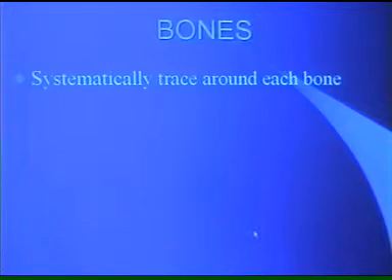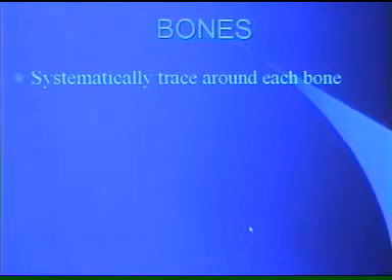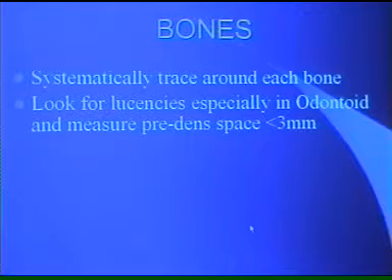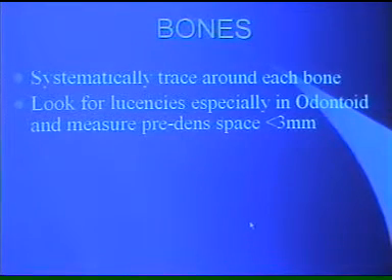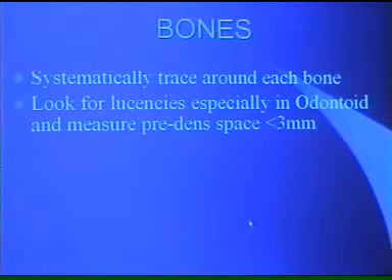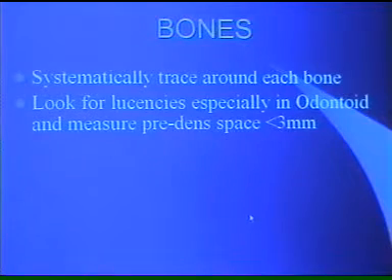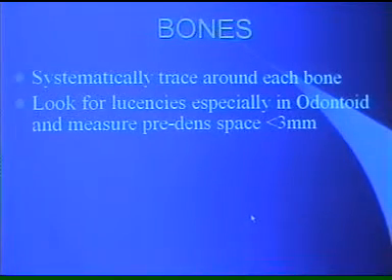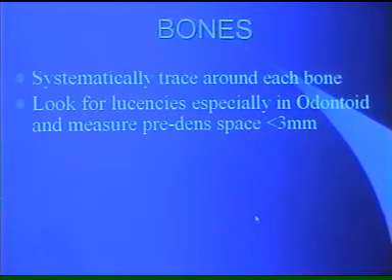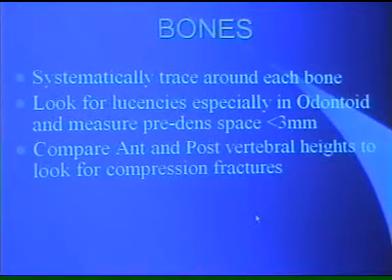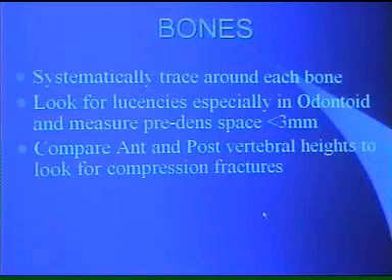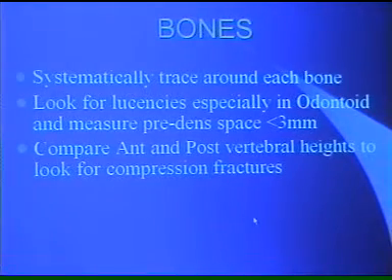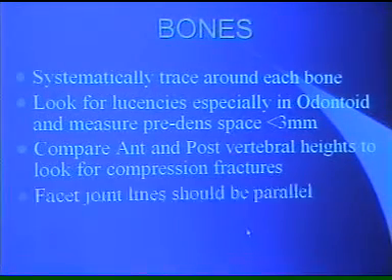Now coming to the bones, systematically I would trace around each bone, look for lucencies in the bone, especially in the odontoid. You can have a cyst in the odontoid peg, and you measure the pre-dent space, the space in front of the odontoid and behind the arch of the atlas. It should be less than 3 millimeter. Then you compare the anterior and posterior vertebral heights, looking for compression fractures or displacement.